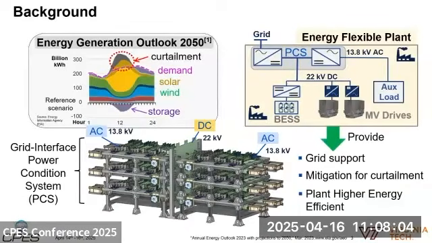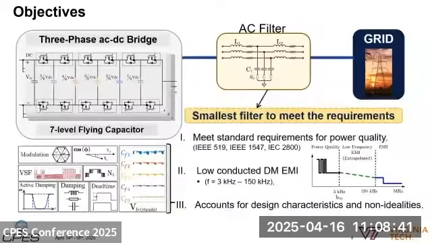I believe David already laid out the application and the context of this project, and Professor Divan on the first day already laid out all the challenges that we are facing with the grid. An energy flexible plant can be one of the solutions to provide grid support and also mitigation for curtailment in case of a lot of renewables, especially solar, connected to the grid. And to that end, this power conditioning system is proposed, and we have to connect it somehow to the grid.